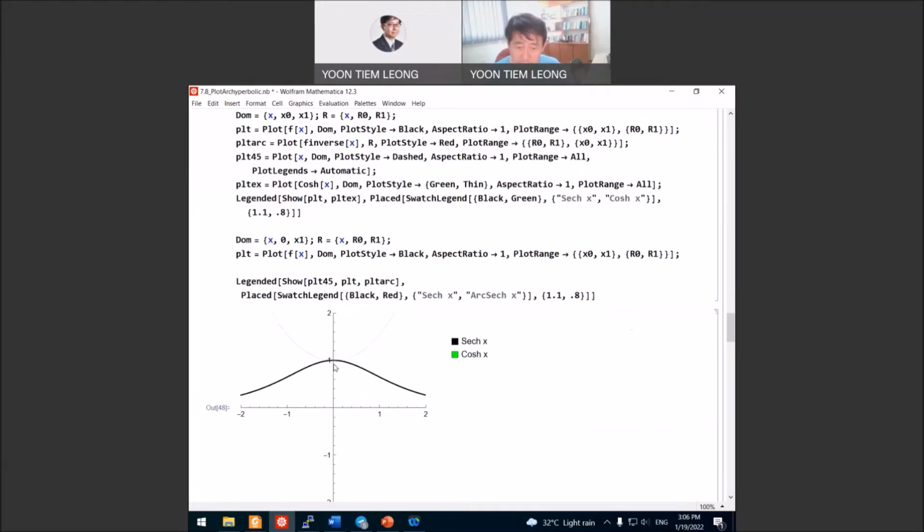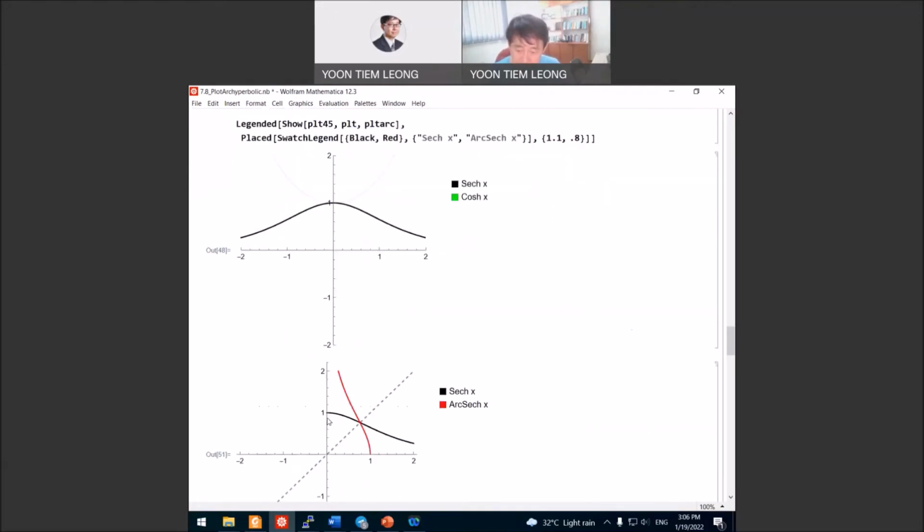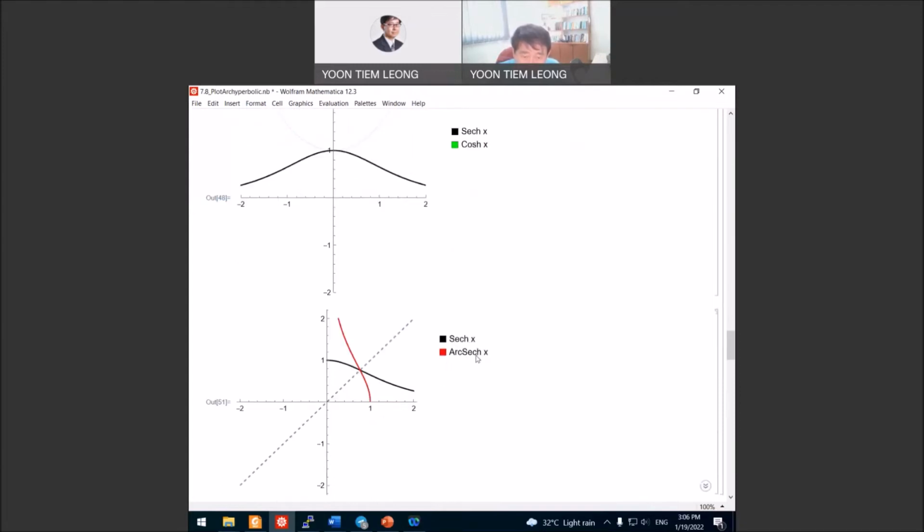So you have to limit the hyperbolic secant to only the positive side. That is what you get. Right? So this is the positive side of the hyperbolic secant. In order to obtain the inverse of the hyperbolic secant, you just reflect the hyperbolic secant about the y equals x axis to obtain the red curve. And this red curve is just the arcsecant function.